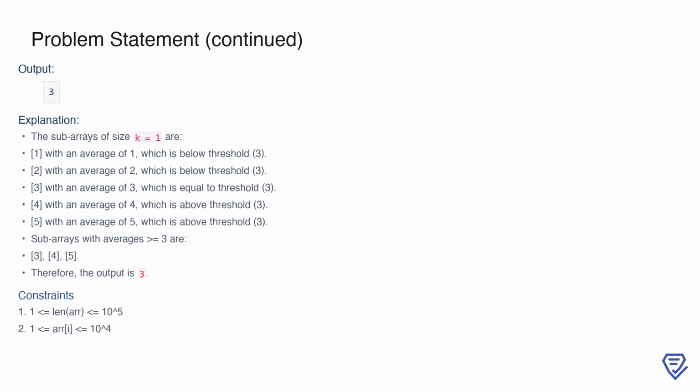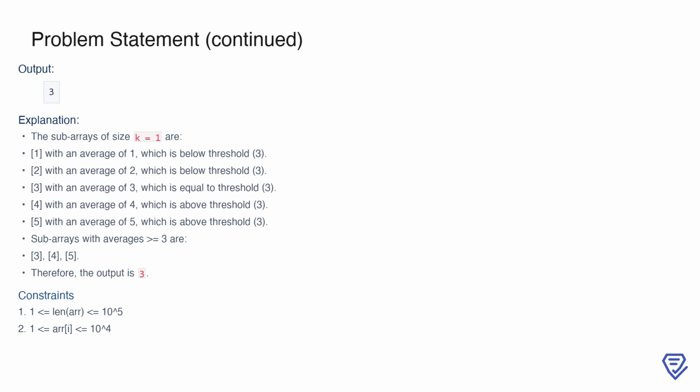Now, consider another example where ARR equals 1, 2, 3, 4, 5, k equals 1, and threshold equals 3. For this case, since the subarray size is just 1, each element of the array is treated as a subarray. The values are 1, 2, 3, 4, and 5. Among these, the elements 3, 4, and 5 have averages that are greater than or equal to the threshold of 3. This gives us a total count of 3 subarrays that satisfy the condition. The output for this example is also 3.